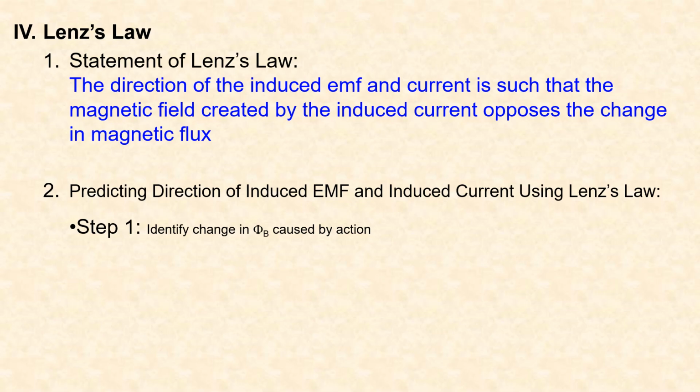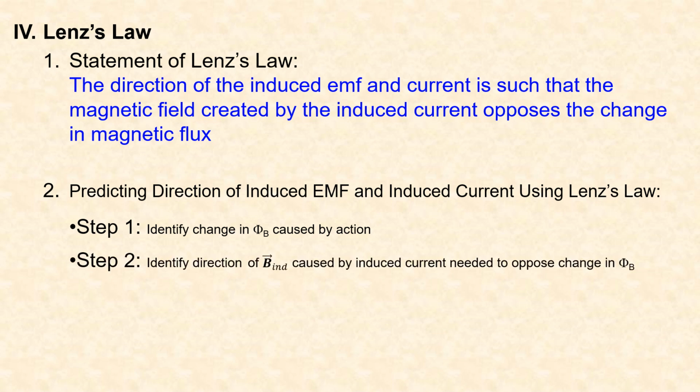In the first step, we're asked to identify the change in the magnetic flux caused by the action. In any problem, some action is going to be taken, whether it's sticking a magnet into a coil, or flipping a switch that's going to create a magnetic field. There's going to be some action in the problem that is going to cause the magnetic flux through your circuit to change in time.